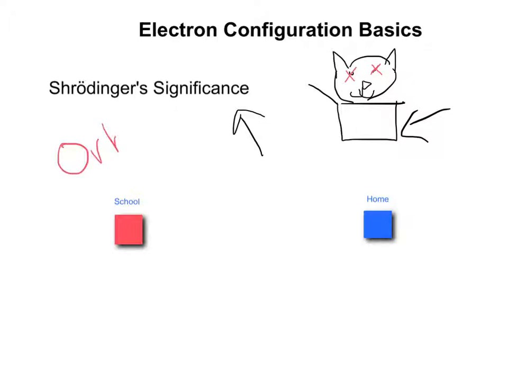The other reason why Schrödinger is really important is because he was the first dude who came up with orbital theory. And so if you remember from class, orbitals are regions of space where electrons are most likely to be.